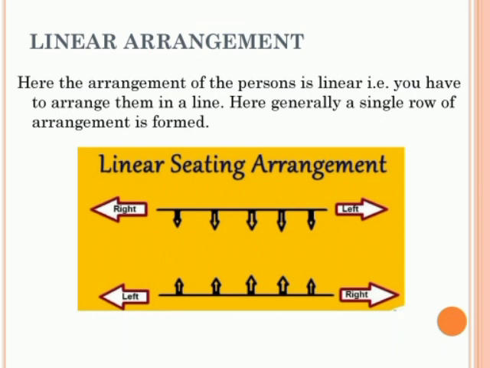Here the arrangement of persons is linear, that is, you have to arrange them in a line, and here generally a single row of arrangement is formed. This is the simplest form of arrangement where you have to arrange people in a line. So here, as you can see in the figure, left and right, according to the facing of the persons, south facing, north facing, left and right changes accordingly.